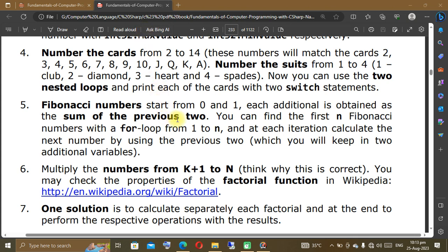Fibonacci numbers start from 0 and 1. Each additional number is obtained as the sum of the previous two. You can find the nth Fibonacci number with a for loop from 1 to n. At each iteration, calculate the next number by using the previous two, which you will keep in two additional variables.